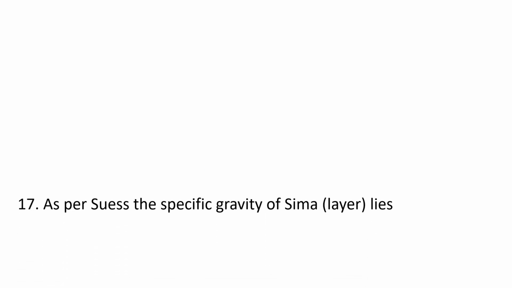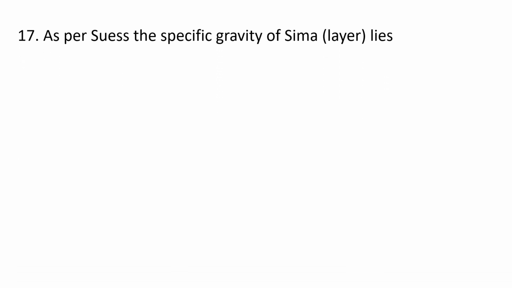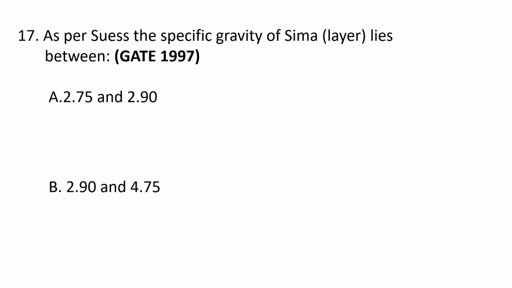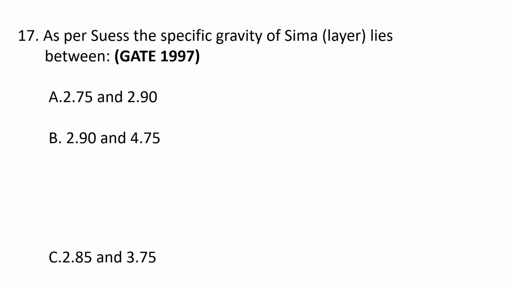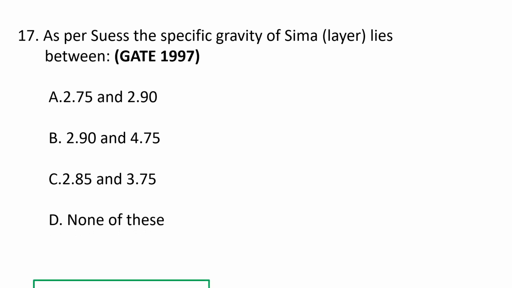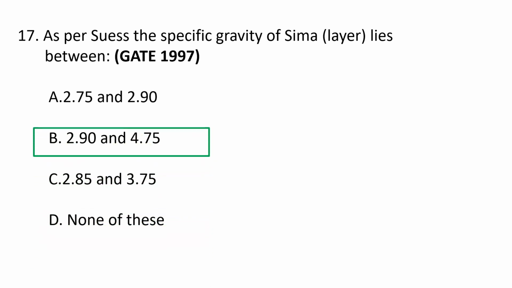Next question. As per the SIAL-SIMA model, the specific gravity of Sima layers lies between. These questions were asked in the GATE exam 1997. A. 2.75 and 2.90, B. 2.90 and 4.75, C. 2.85 and 3.75, and D. None of these. As per the model, the specific gravity of Sima lies between 2.9 and 4.75. Next question.